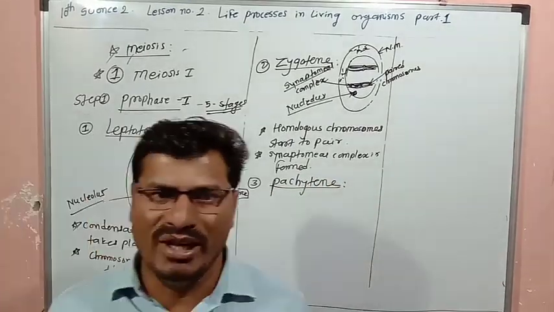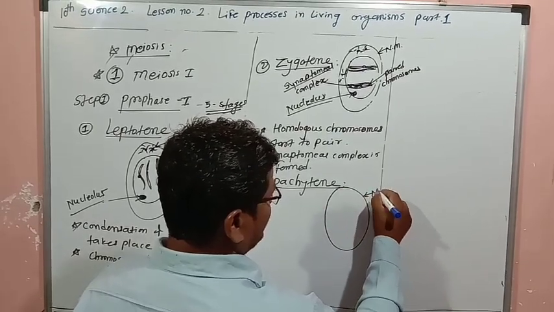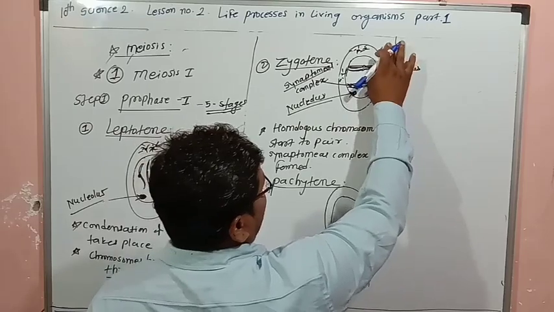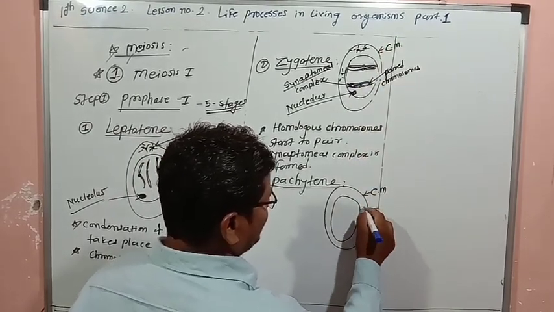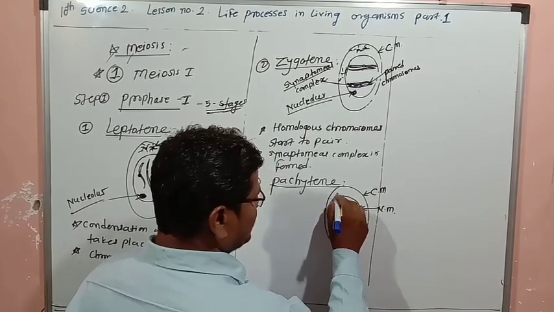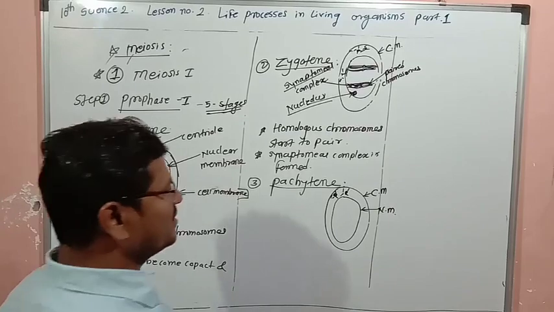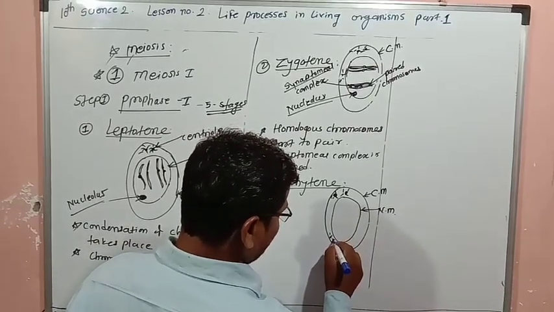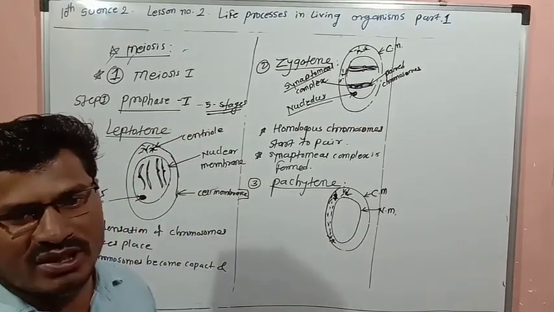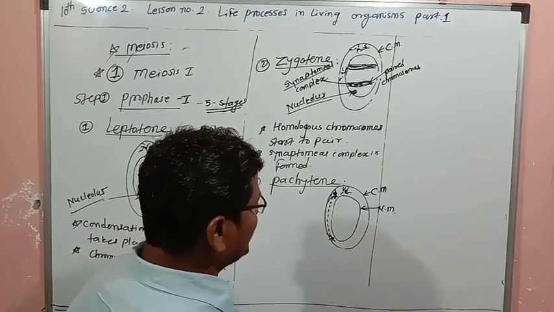This is an important step. The pachytene is the important step. Diagrammatically we will see, in the pachytene, suppose this is the cell membrane and this will be the nuclear membrane. Again, the centrioles get separated. One centriole moves toward the downward pole, and one moves to the upward pole, and spindle fibers will develop. Suppose we show only one, spindle fibers develop like this.